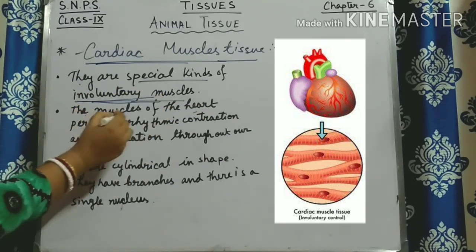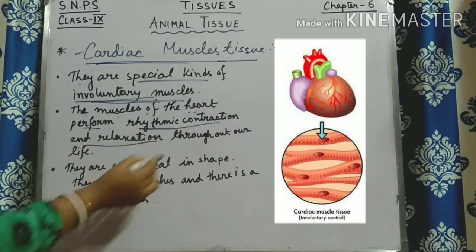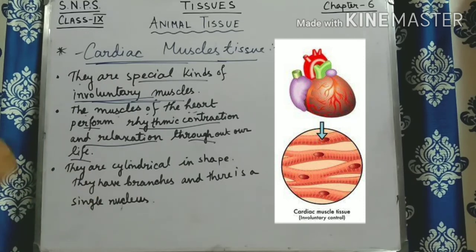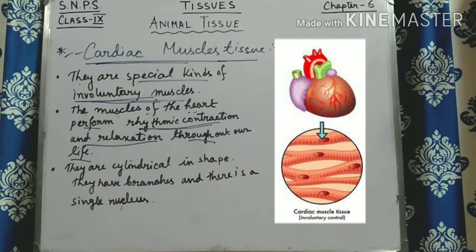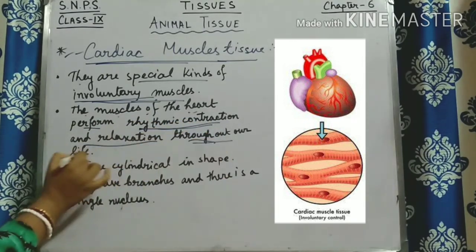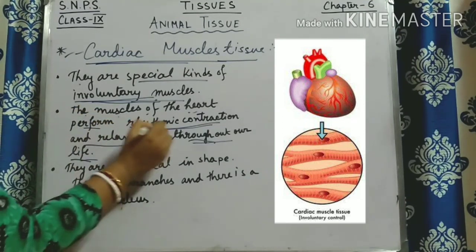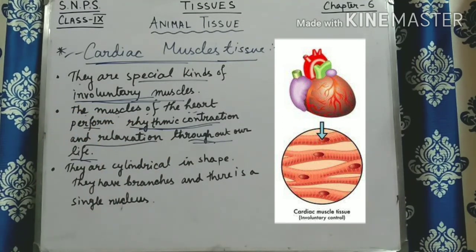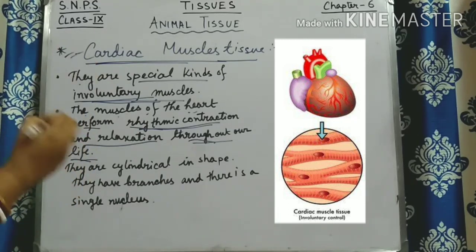The muscles of our heart perform rhythmic contraction and relaxation throughout our life. That's why we are alive. If this rhythmic contraction and relaxation stops, the heart will not stay alive and we will also die. So the cardiac muscle tissue is very important for us.